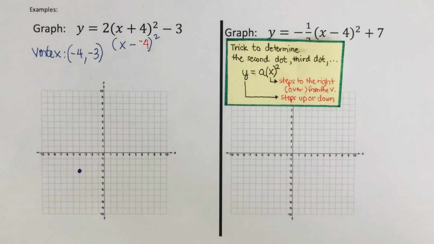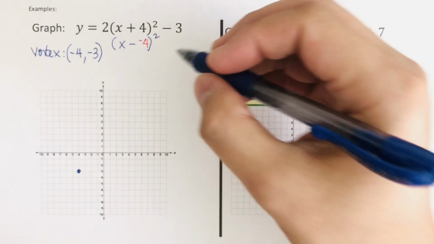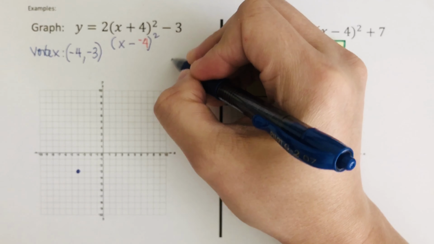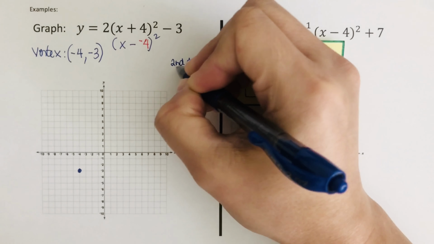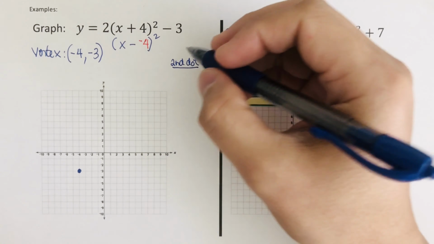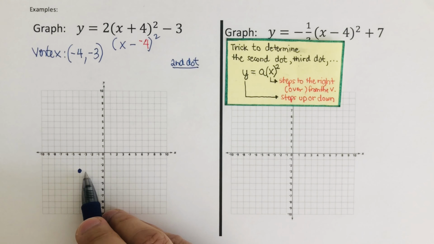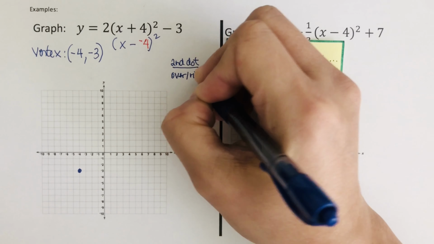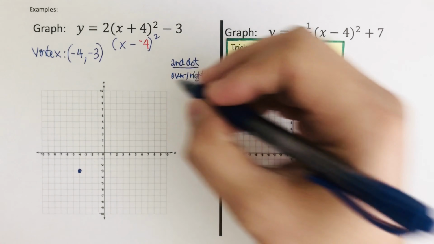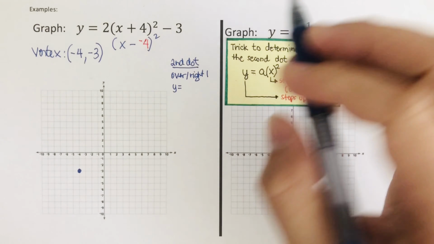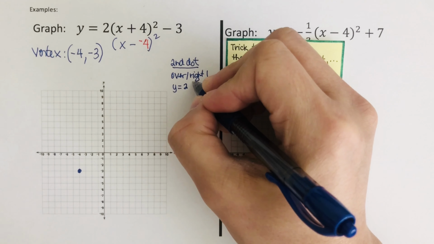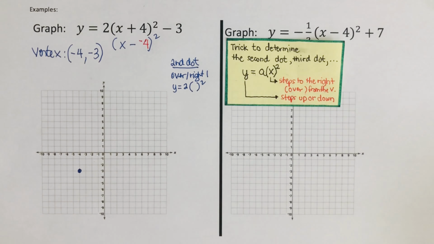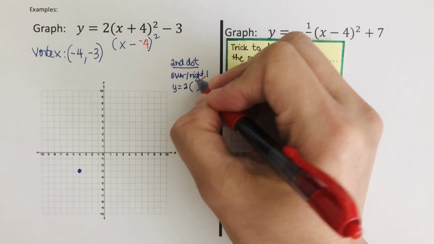Now we are going to determine the second dot. To find the second dot, we're going to use this trick here. So I put that in there. The second dot here would be, first we go over to the right 1. So that would be over, or right, 1. Then we go ahead and plug it in. So y equals, our a is 2, and then we square it. So we're using this equation right here. Then this one will go to the spot here.